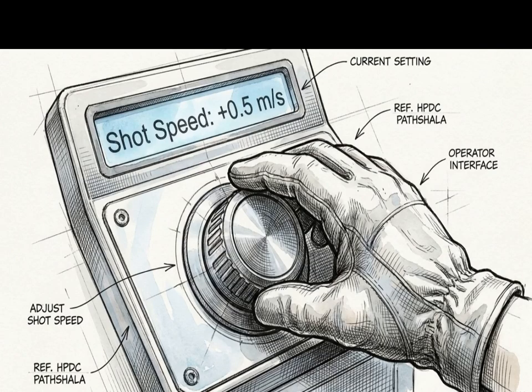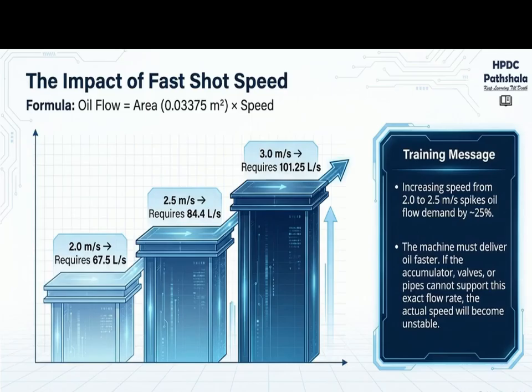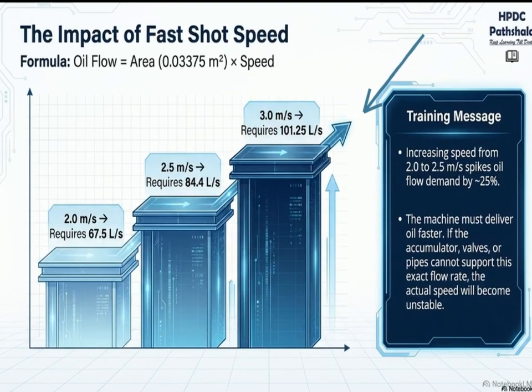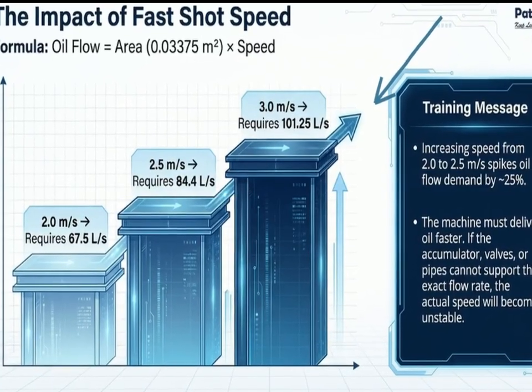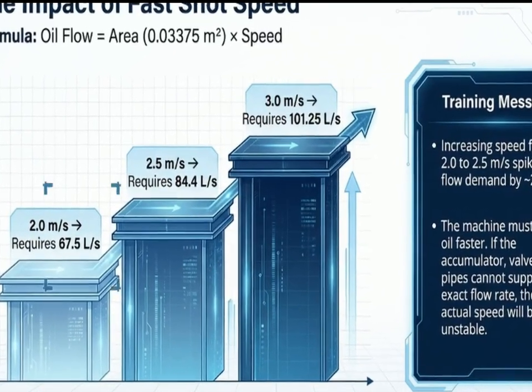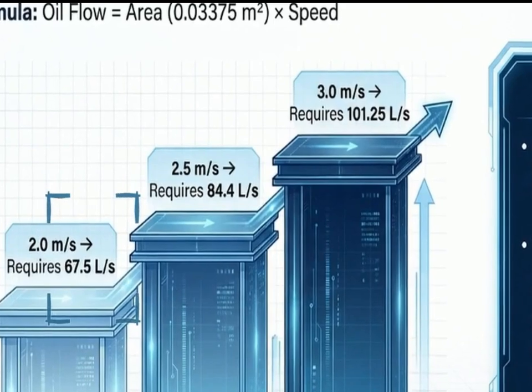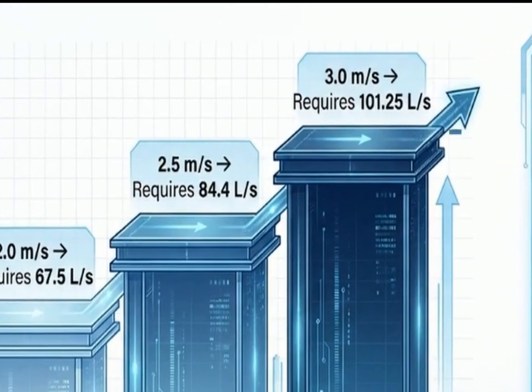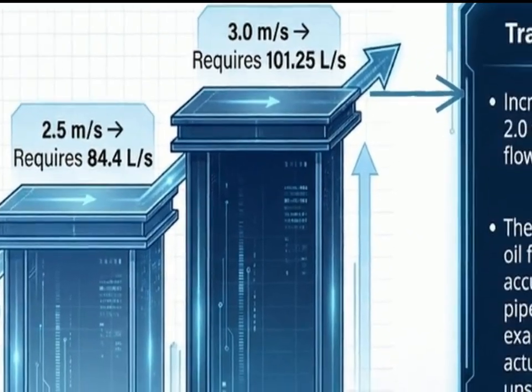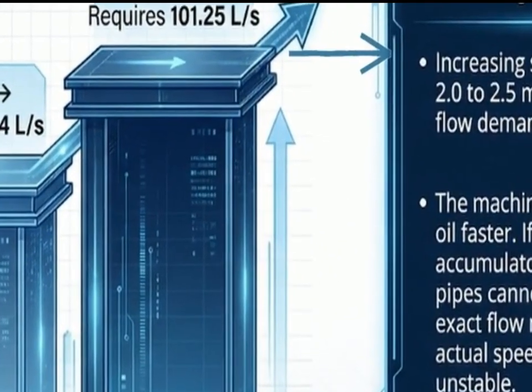We can calculate exactly what happens when an engineer decides to simply dial up the short speed. This chart maps oil flow against velocity. Increasing the speed by a mere 0.5 meters per second does not scale linearly. It triggers a disproportionate demand on the system's flow capabilities. Specifically, moving from 2.0 to 2.5 meters per second forces a 25% spike in oil flow demand.